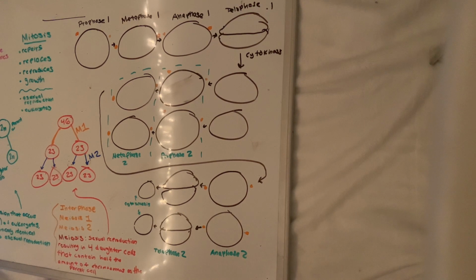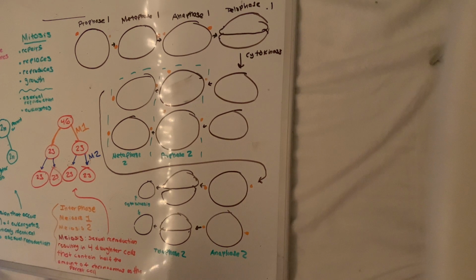Now let's go into meiosis. So the phases of meiosis is interphase, which is the same as it is in mitosis. So G1, S phase, G2. Then we have meiosis 1 and meiosis 2. So it goes through 2 rounds of meiosis, which is essentially sexual reproduction, and in the end, it results in 4 daughter cells that contain half the amount of chromosomes as the parent cell.